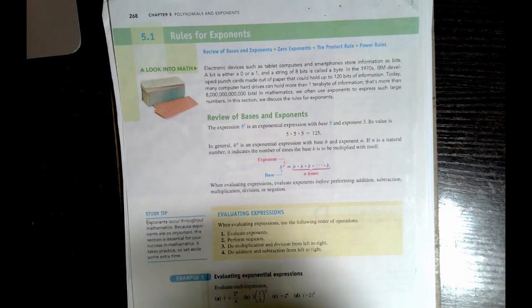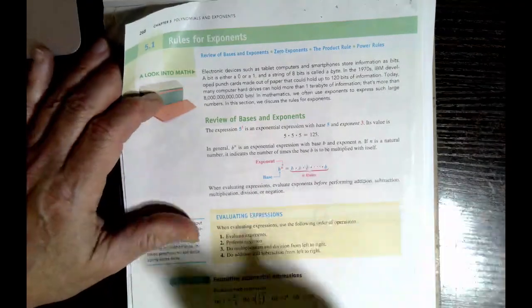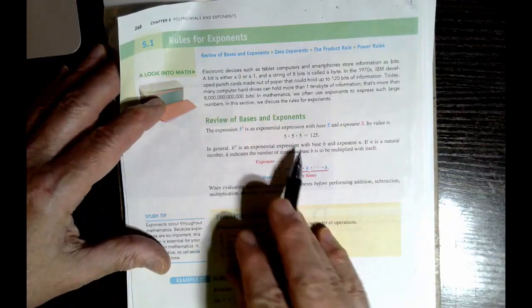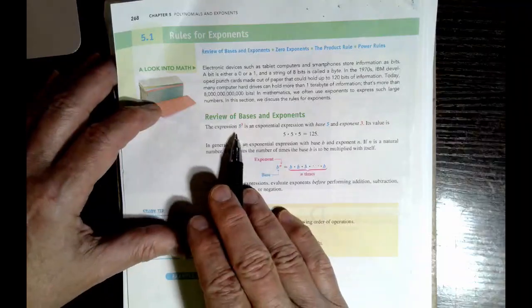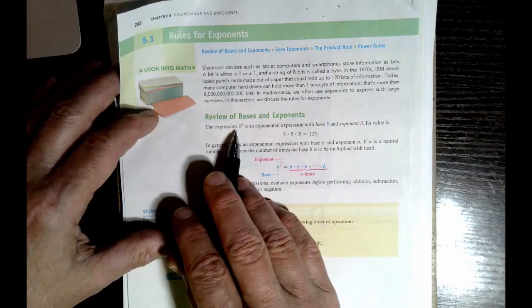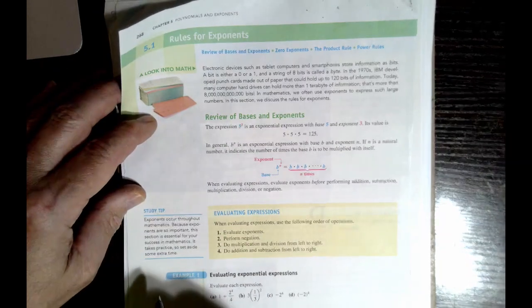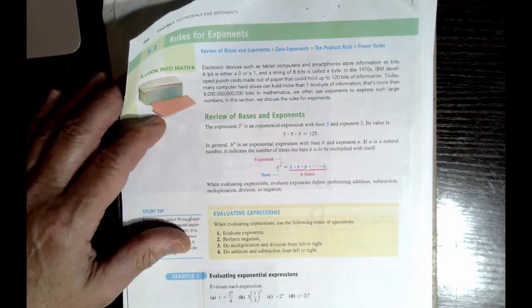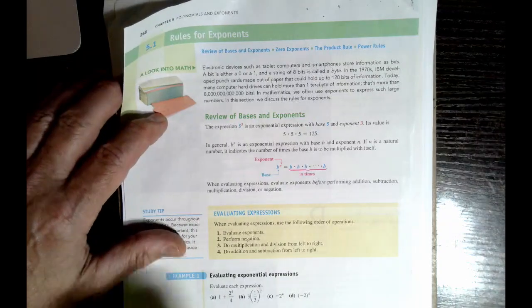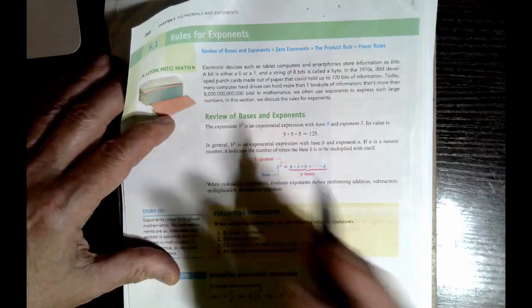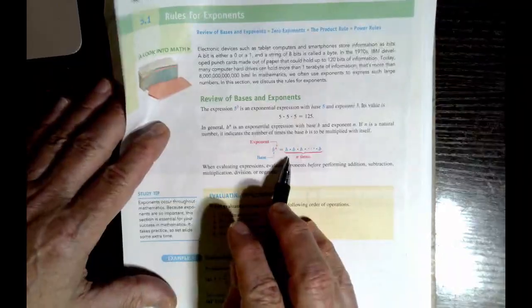Alright, 5.1 talks about exponential rules. An exponent is basically a shorthanded way of saying multiplying some number over and over again. So if you want to figure out what 5 to the third power is, it's 5 times 5 times 5, or 125. 5 is your base, 3 is your exponent or power. The exponent tells you how many times you're multiplying, and the base is the number that you're multiplying. So b to the n is b written down n times, multiplied all together.